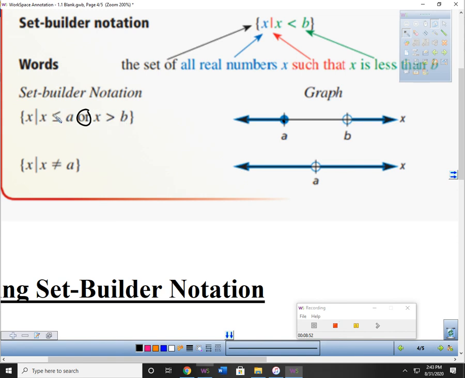Because in this set, x is less than or equal to a. So I would go to a and put the closed circle, and I am less than that. Or x can be greater than b. So I would go to wherever b is, open circle, shade to the right. When it's everything except one number, then you would say that x is not equal to that one number, but it's everything else, right? So that's how we would state that, okay?